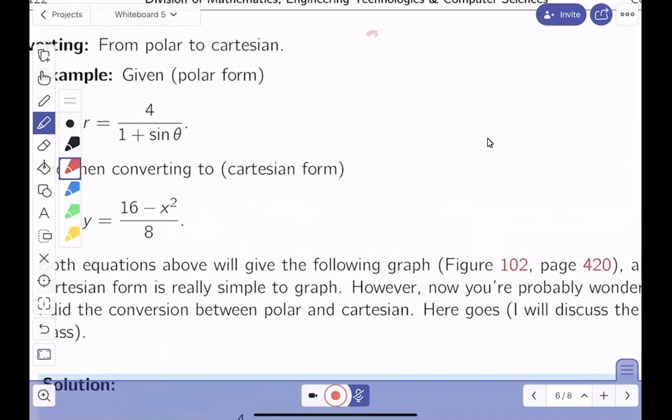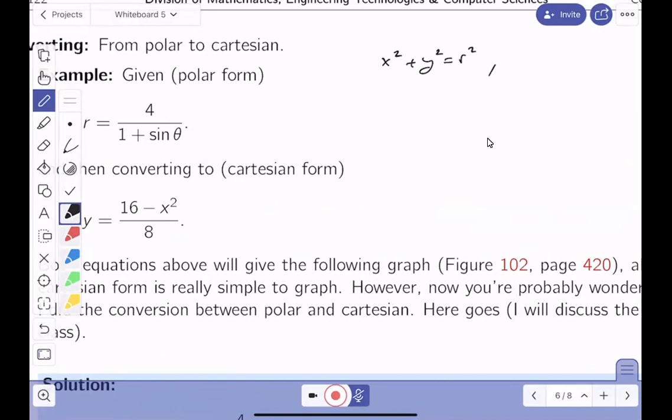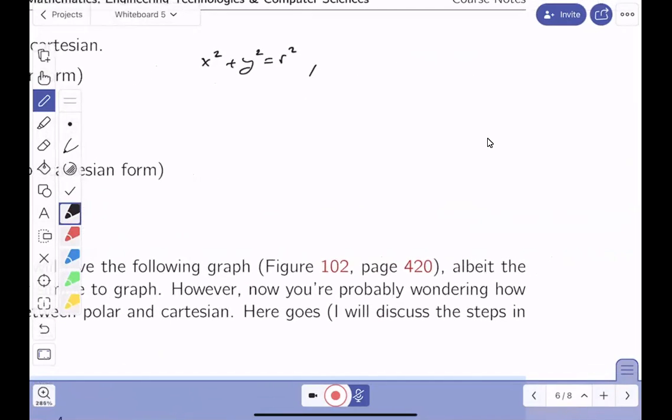You should definitely know that x squared plus y squared is equal to r squared. That's one thing you definitely should know. And the other fact that you should know is that y is going to be r times sine theta, and x is going to be r times cosine theta.